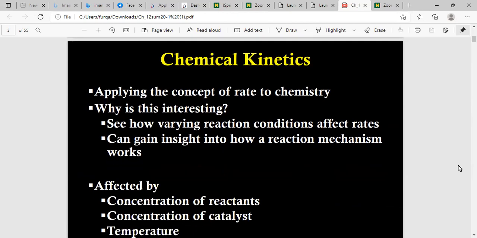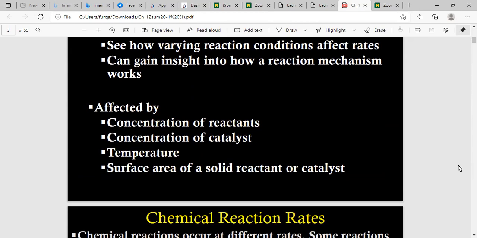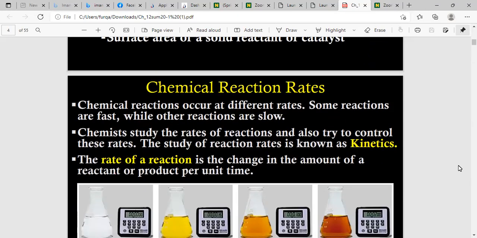So talking about chemical kinetics, we talk about the concentration of reactant and concentration of catalyst. We talk about temperature, which has a profound effect on the rate of reaction. We also talk about the surface area of the solid reactants or the catalyst because that comes in contact. Collision, efficient collision, effective collision for a chemical reaction is important. The collisions may be happening, but if they are not in proper orientation, the chemical reaction is not going to proceed. So that's one of the factors that we always talk about.